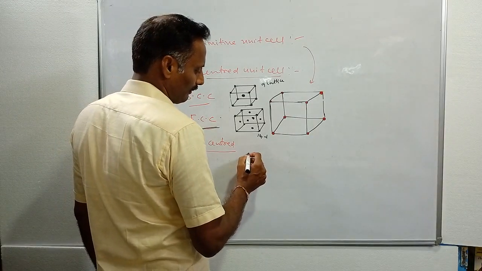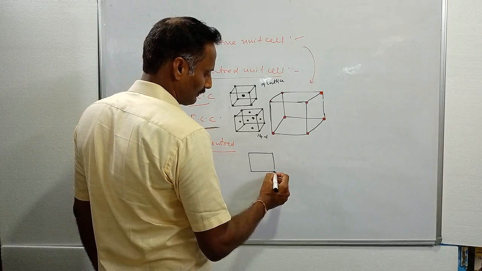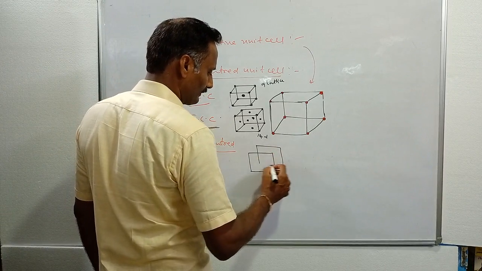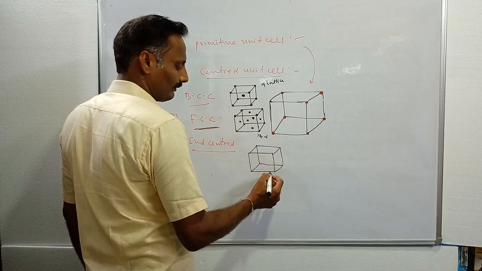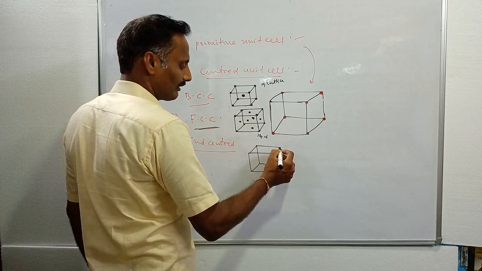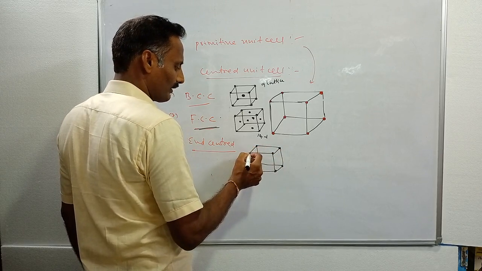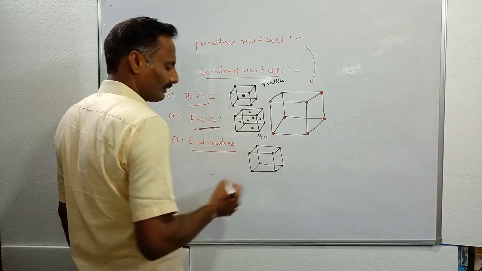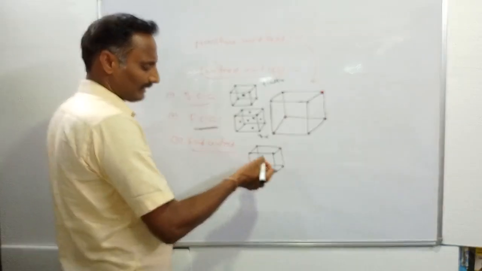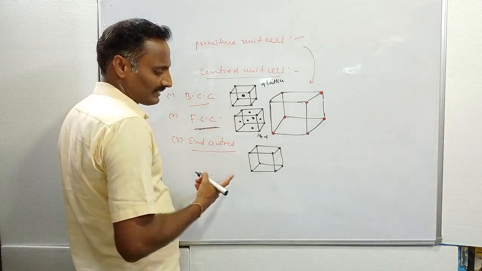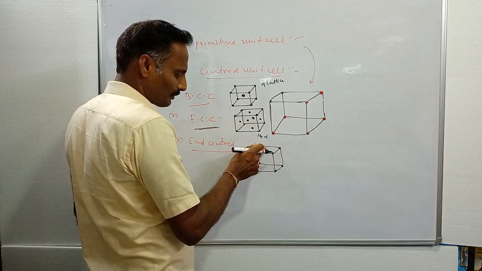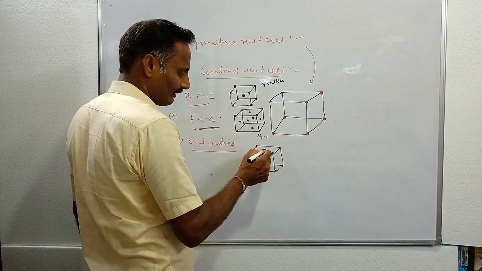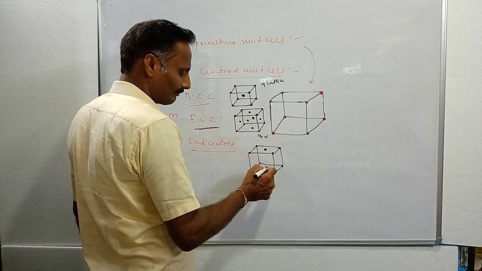An end centered unit cell here consists of 10 lattice points. This is like a cube here. These are corner particles, there are 8 corners with 8 particles. Then any 2 opposite faces have 2 particles. This face is opposite to this one, and it has particles like this. Any 2 opposite faces have particles.